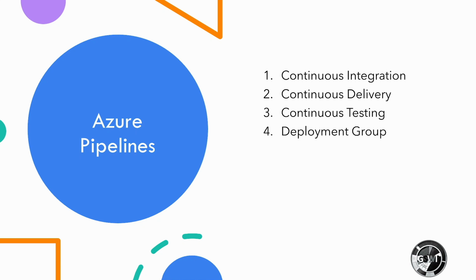Deployment group. A deployment group is a set of deployment target machines that have the pipelines agent installed. A deployment group is just another grouping of agents, just like agent pools in pipelines. You can set the deployment target in the pipeline for a job using a deployment group.